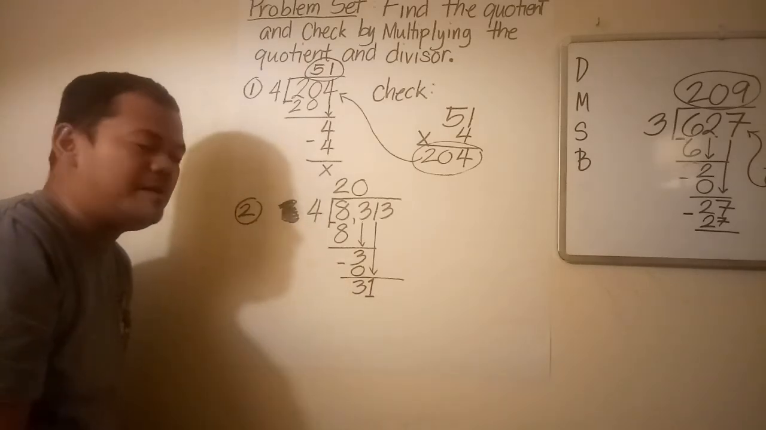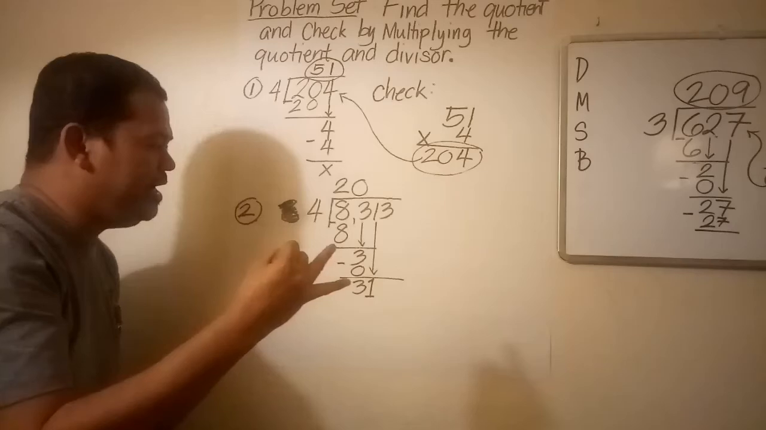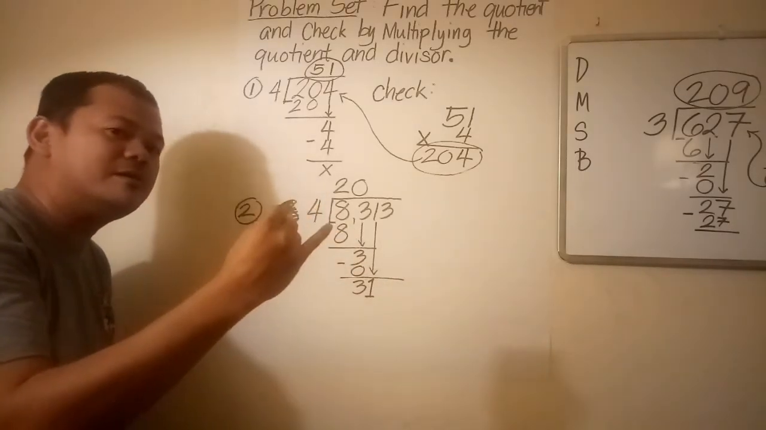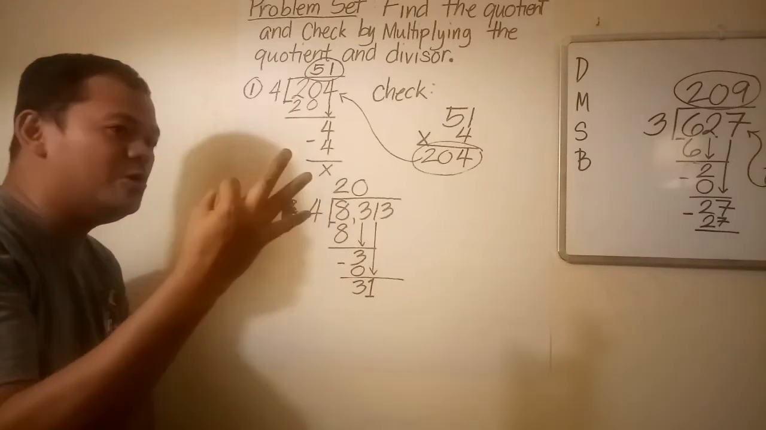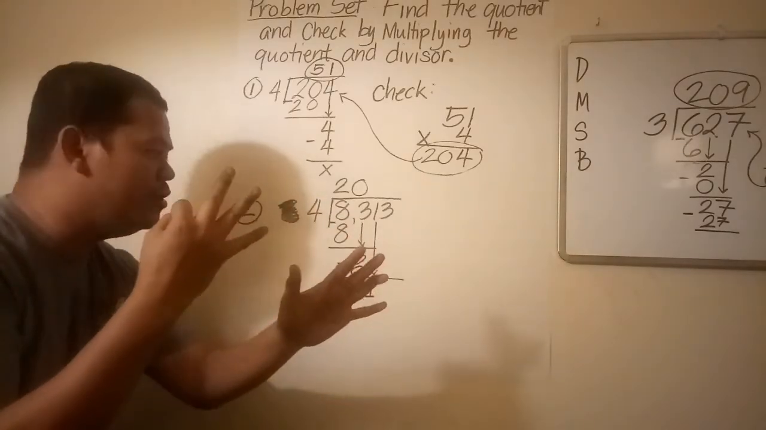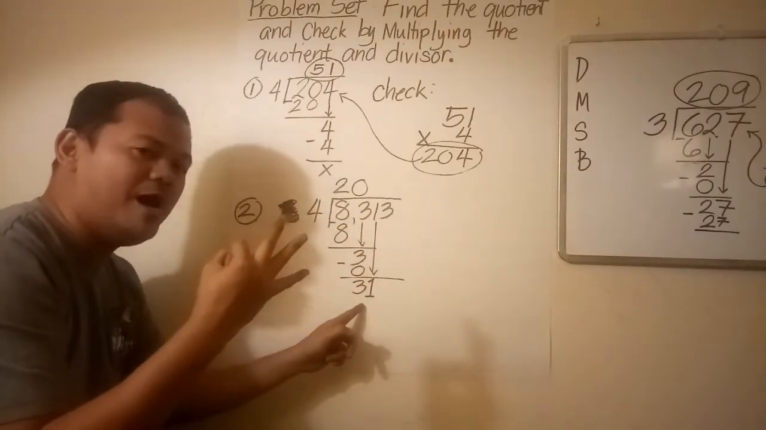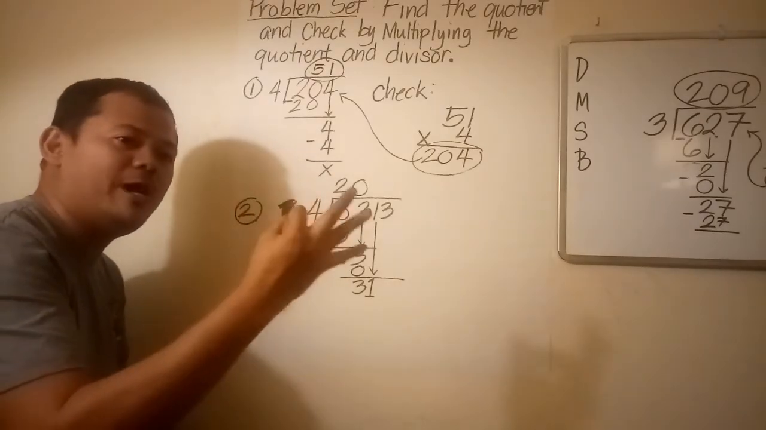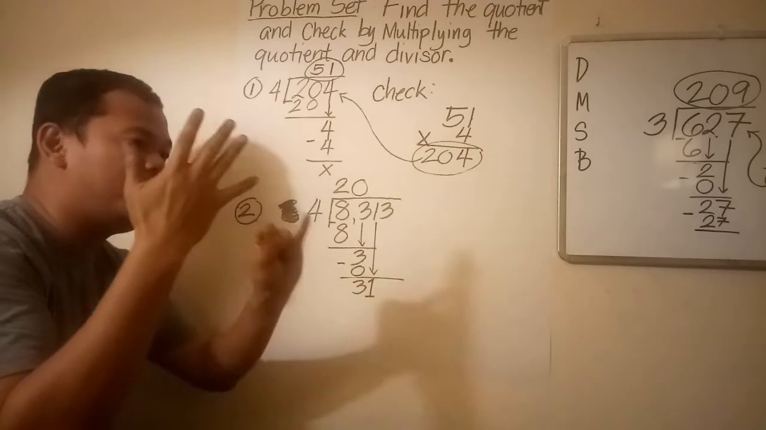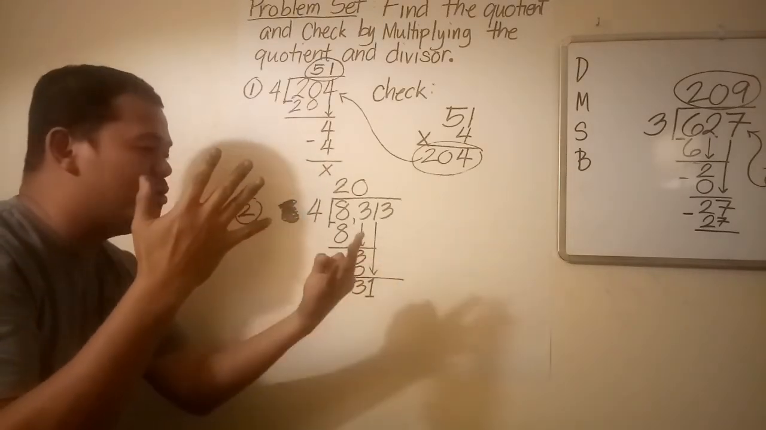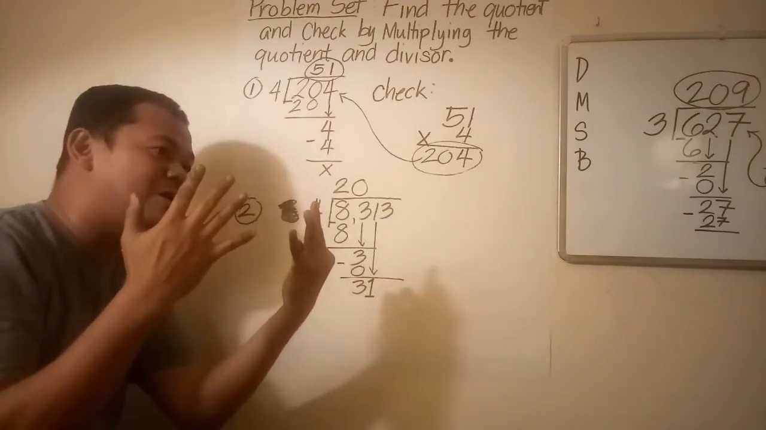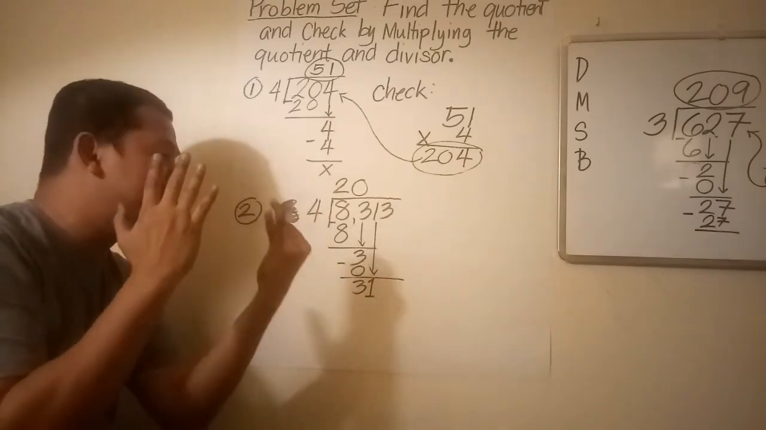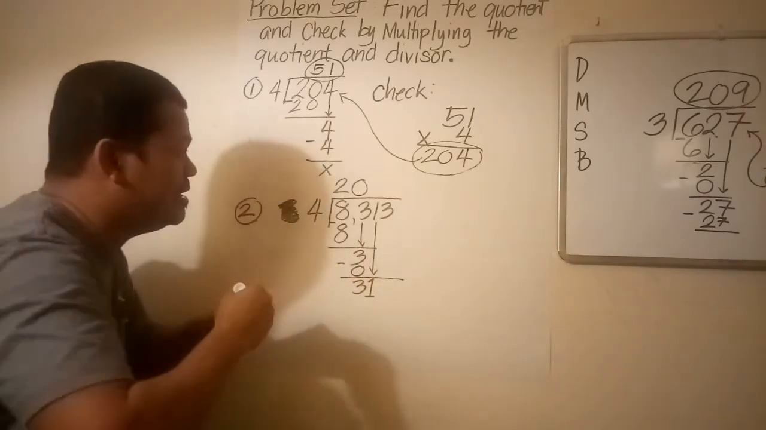Skip count by 4: 4, 8, 12, 16, 20, 24, 28, 32. Can we use 32? No, because 32 is bigger than 31. Again, let's skip count by 4: 4, 8, 12, 16, 20, 24, 28, 32. Can we use 32? No, because 32 is bigger than 31. We are going to remove it. So it will become 7. We're going to write here 7 above 1.